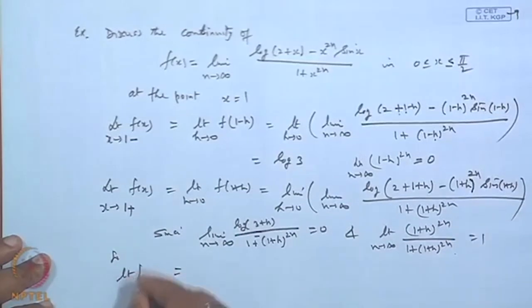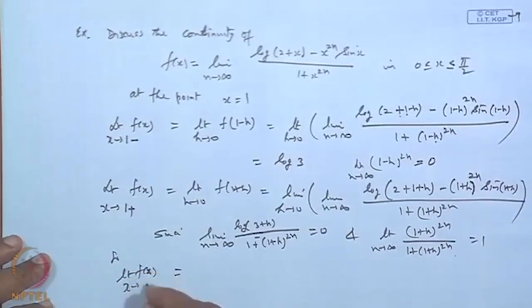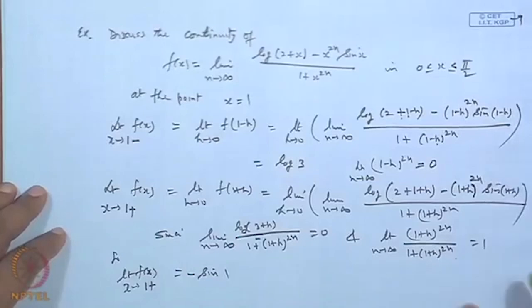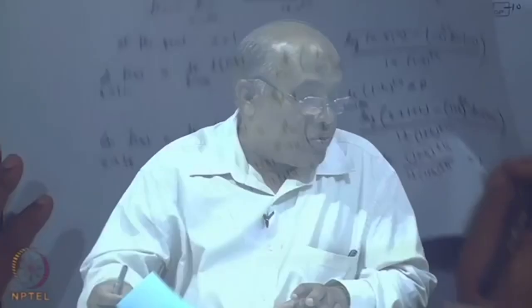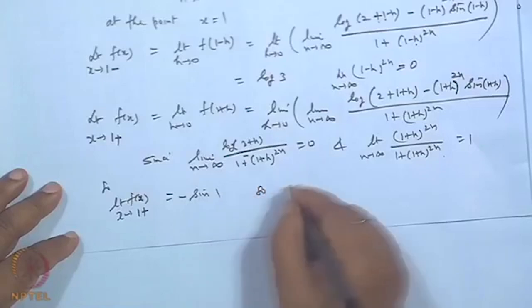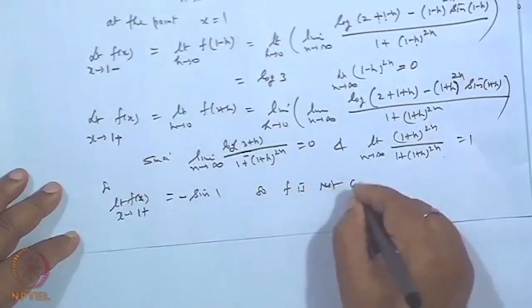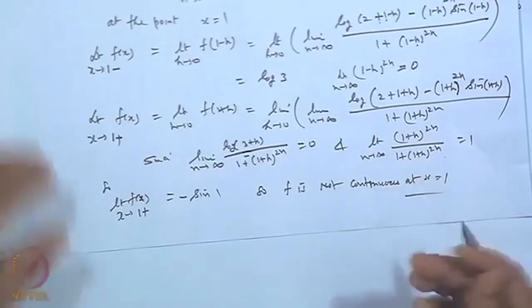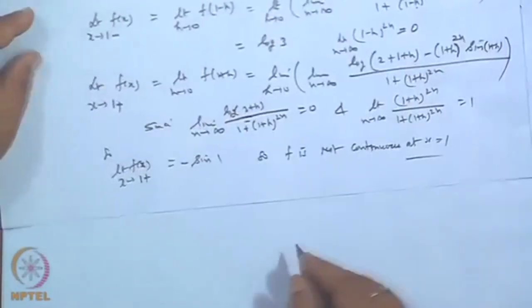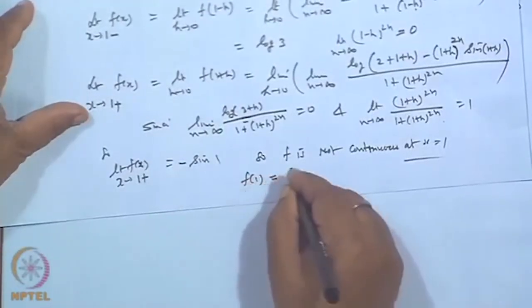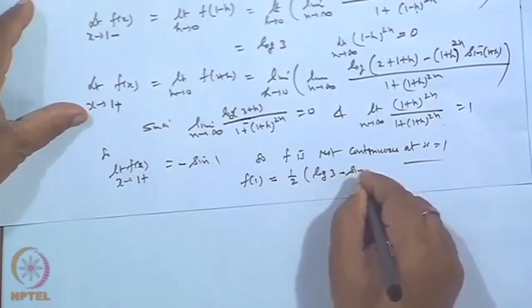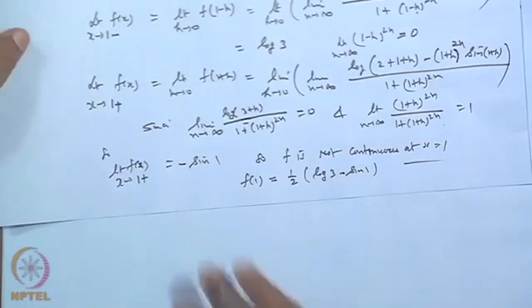So the limit of f(x) when x tends to 1 plus is nothing but the minus sign 1. So the limit does not exist. The left hand limit and the right hand limit come out to be different. So f is not continuous at x equal to 1. And in fact, the functional value at the point 1, f(1), comes out to be what? Half log 3 minus sin 1. So that is also different from here. Okay, so that part is good.